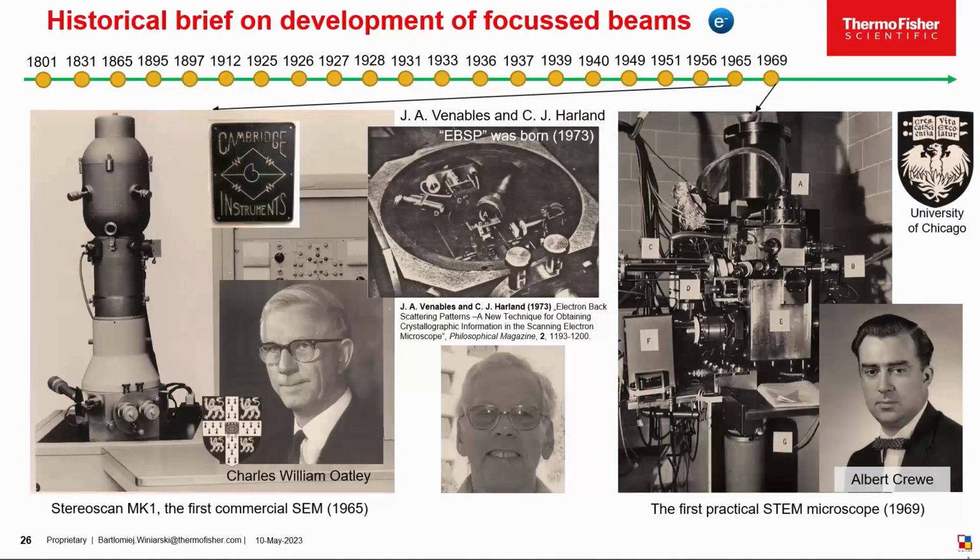The first custom-built hardware for recording electron backscatter Kikuchi patterns was developed by Venables and Harland in 1973. For the experiments, they used Stereoscan Mk1 microscope produced by Cambridge Instruments in Britain.